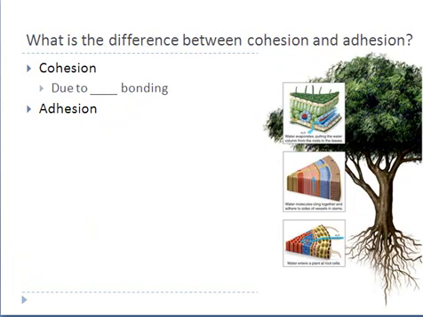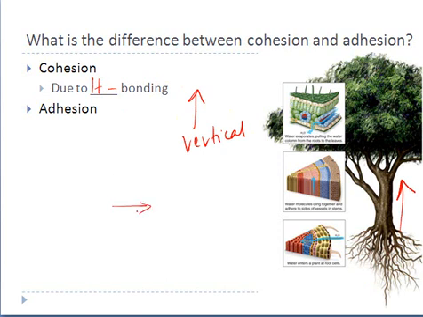The difference between cohesion and adhesion. Cohesion is due to hydrogen bonding. Again, remember, everything has to do with hydrogen bonding for water and lots of its properties. In cohesion, water is going to go in a vertical column. So in the tree, when you're watering the tree and the water goes up, it's because of its cohesive property.